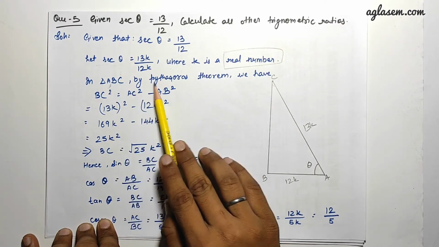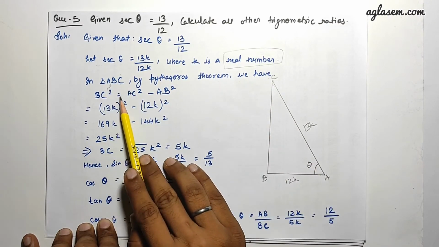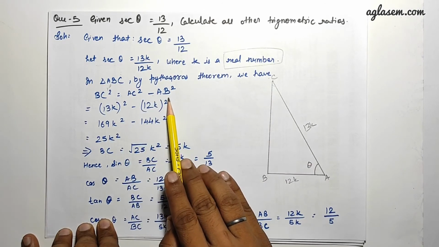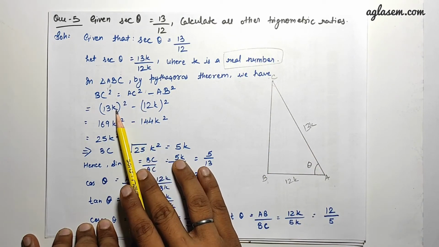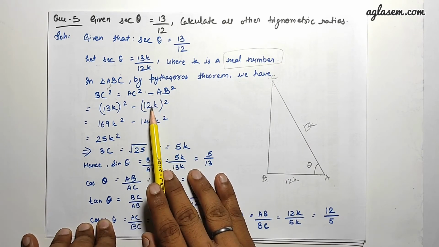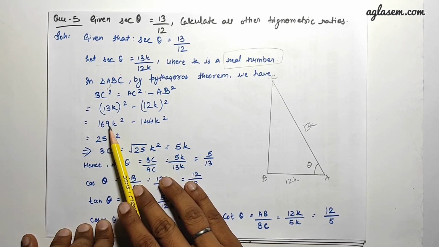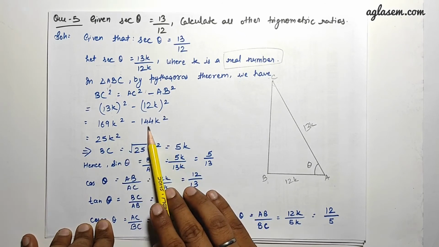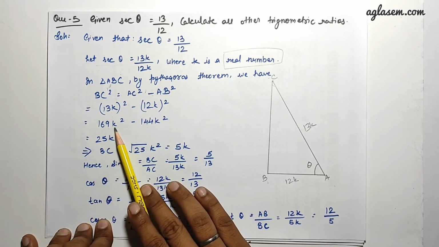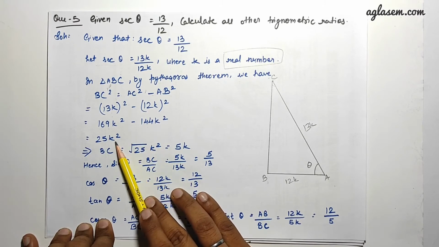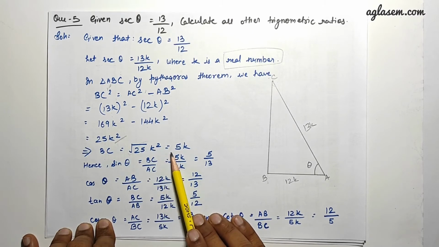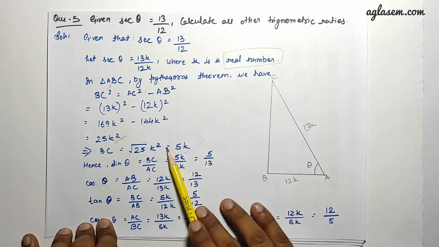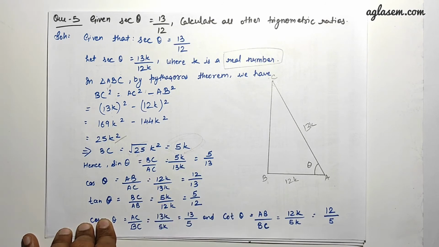In triangle ABC, by Pythagoras theorem, we have BC square is equal to AC square minus AB square. So AC square is 13k square and AB square is 12k square. After solving this, 13k square is 169k square and 12k square is 144k square. So 169 minus 144, we get 25k square. So BC is root 25k square. After solving this, we get 5k.